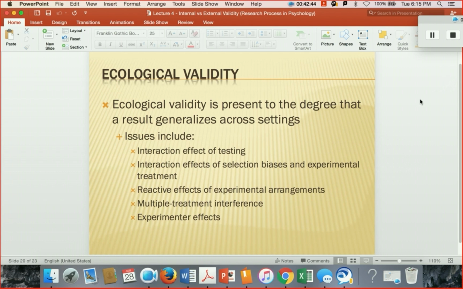So ultimately, what are we looking at with ecological validity? We may be looking at potential interacting effects on testing, interacting effects of selection bias in experimental treatments. We may be looking at reactive effects of experimental arrangements, multiple treatment interference, and even experimenter effects. So in other words, even things such as who is administering the experiment or the treatment might potentially have an effect on the external validity. Questions up to now? Questions? Everyone good?